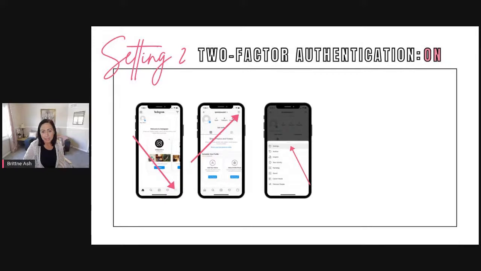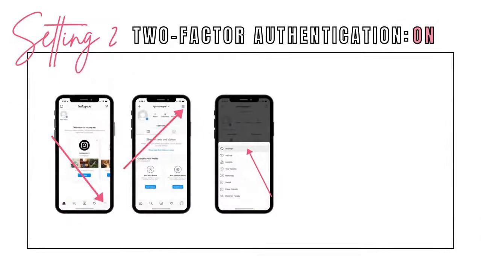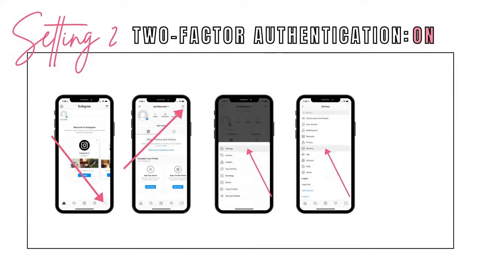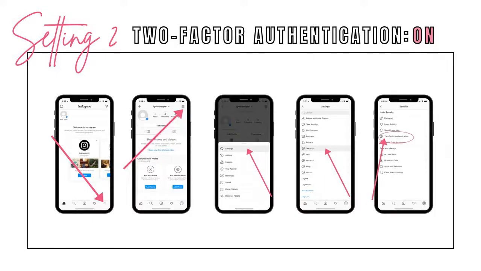Click on settings. Then click where it says security. And then click on 2-factor authentication, and it will take you through that setup there. So that way you can get 2-factor authentication turned on. I highly, highly recommend that you do that.